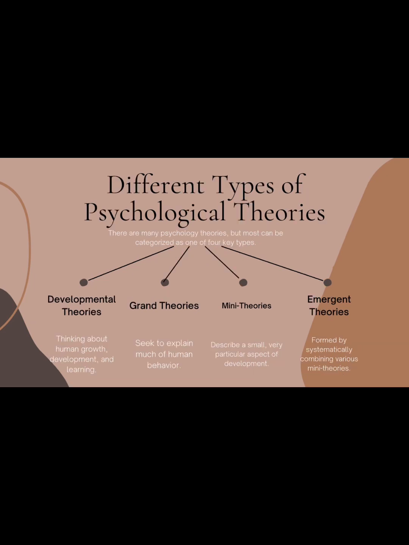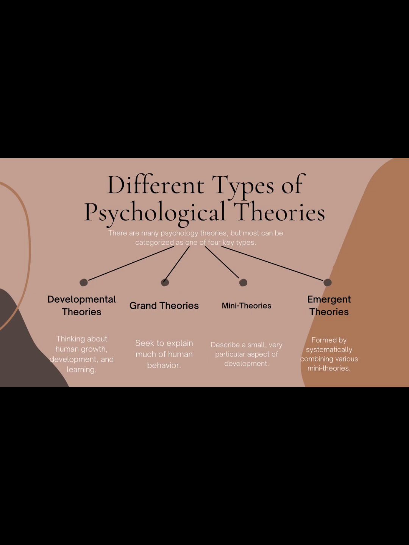Besides that, we can see different types of psychological theories. There are many psychology theories, but most can be categorized as one of 4 key types. 1 of 4 is developmental theories. Theories of development provide a framework for thinking about human growth, development, and learning. If you have ever wondered what motivates human thought and behavior, understanding these theories can provide useful insight into individuals and society.